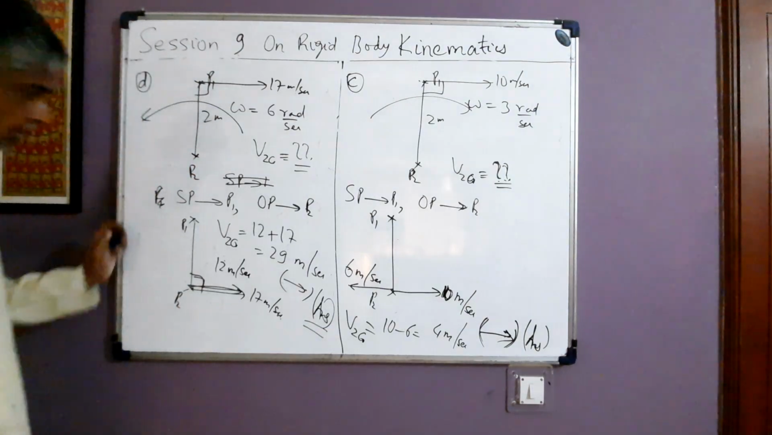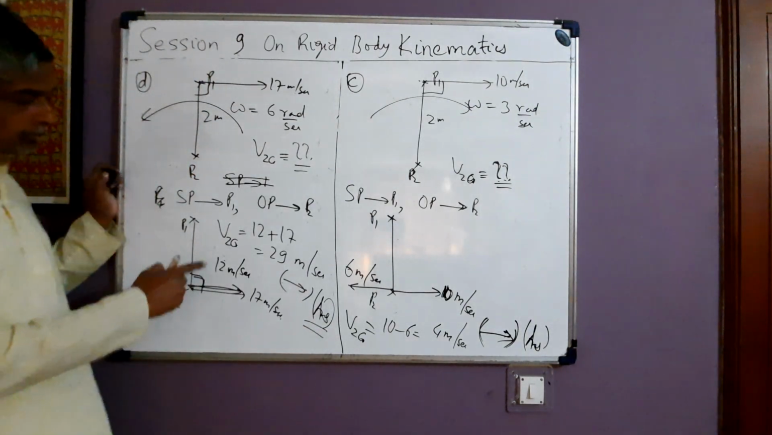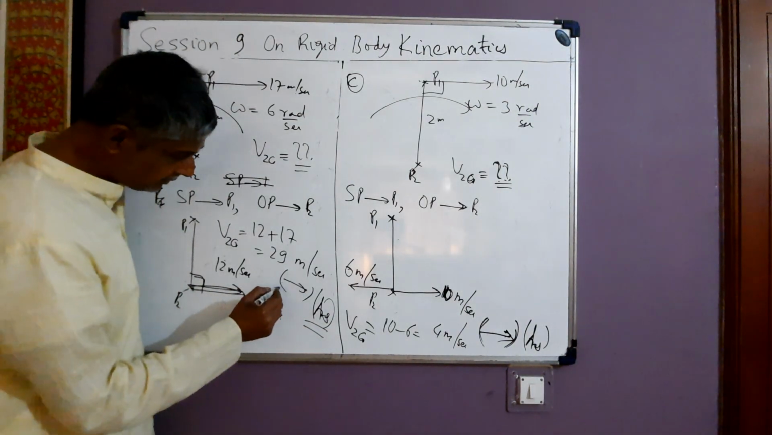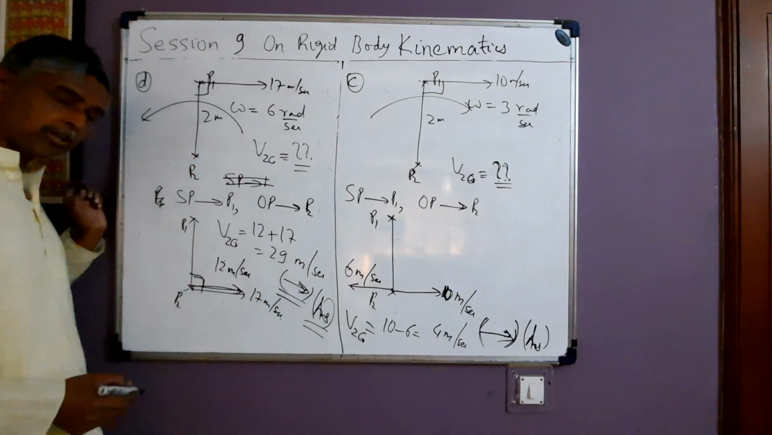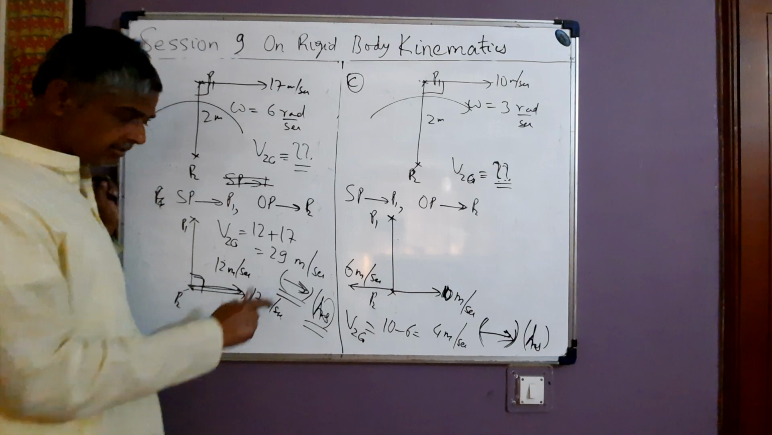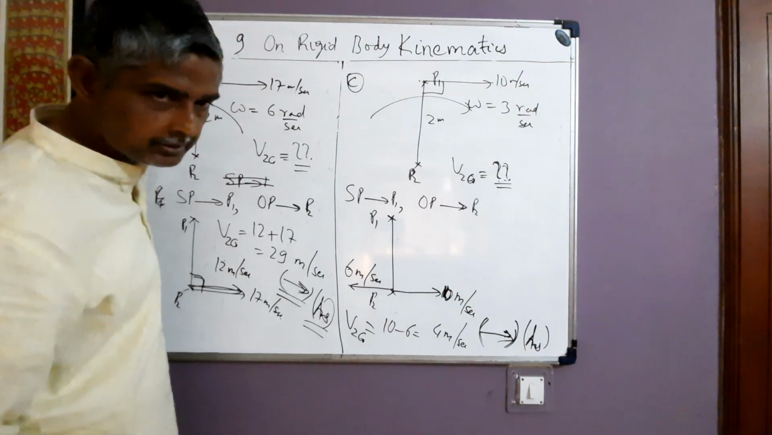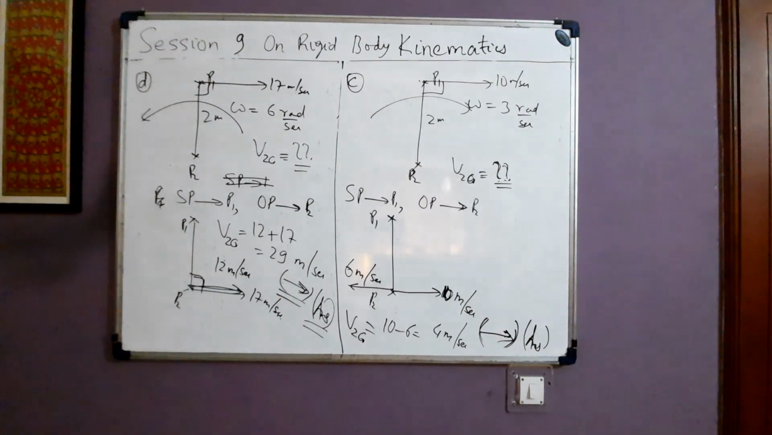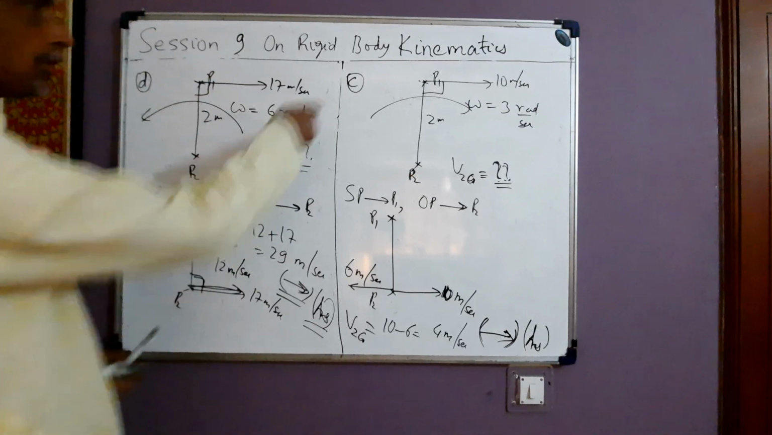Is it alright? So velocity of P2 with respect to ground becomes 29 meter per second in rightward direction. Is it alright? Fine. Now I'll wrap this one.